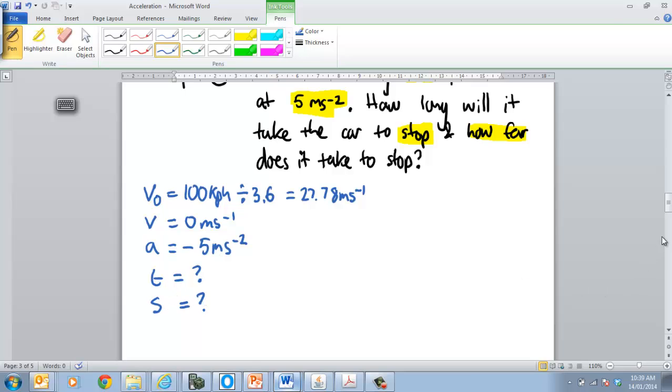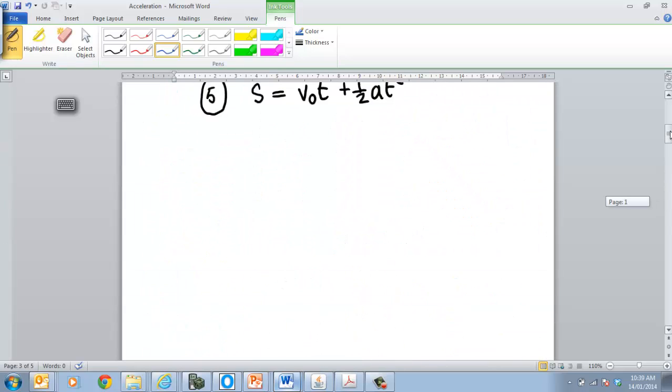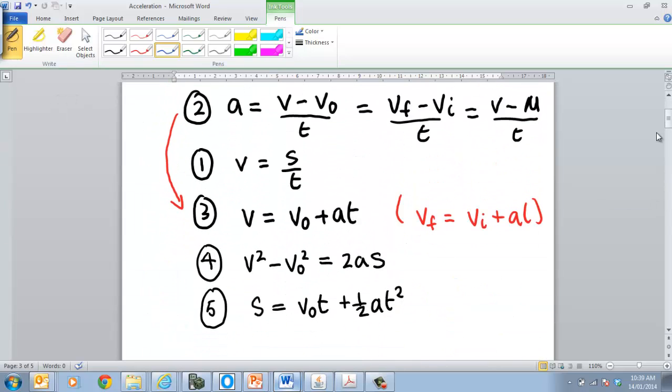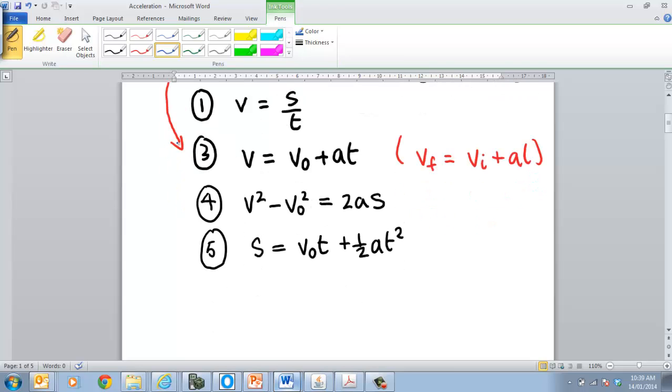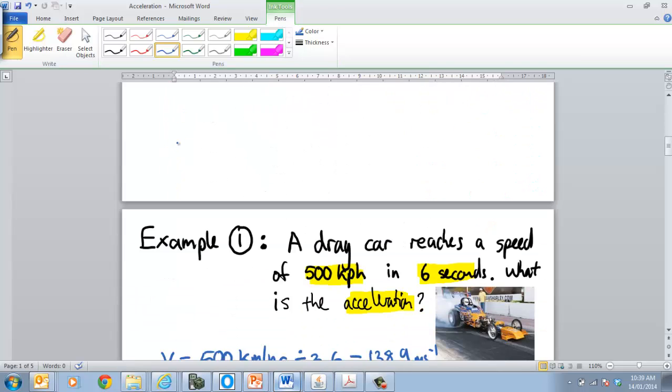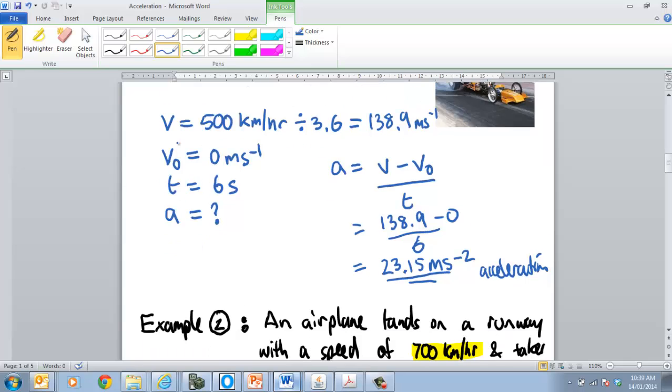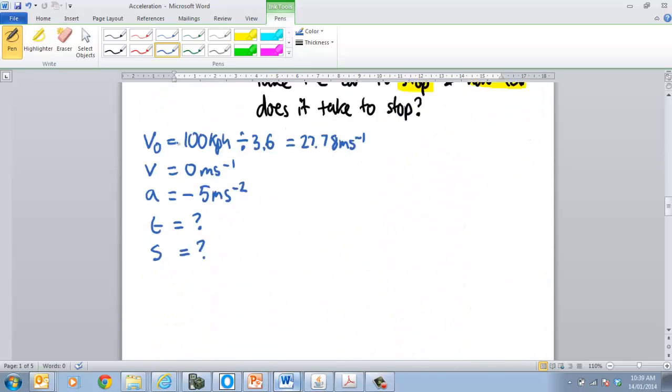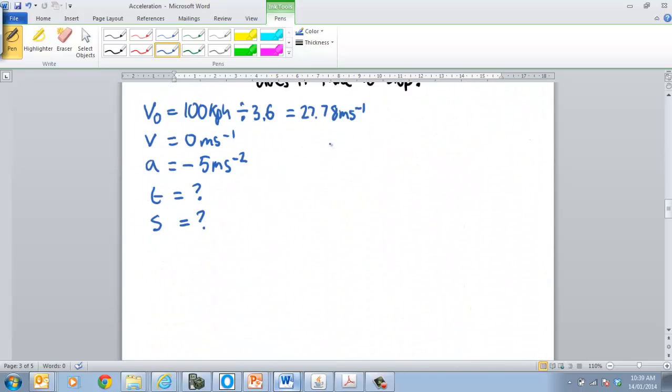So the thing is, you've got all these formulas on your formula sheet, so you come up to here and you go, which one's got a, v, v0 and t in it? Well, obviously number 2 does, so I'm going to have to rearrange that, aren't I? So we'll use that first one to find the time. So scroll down here. Alright, so if I rearrange that, t is equal to v take v0 all over a.